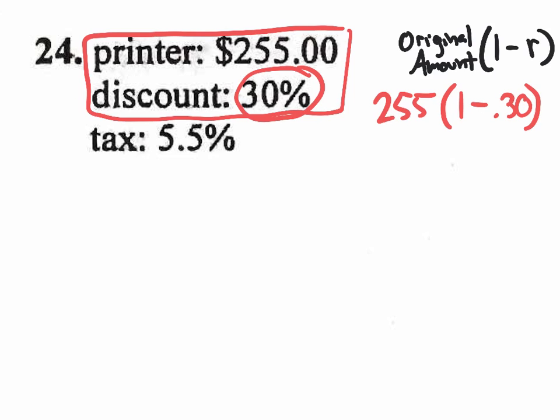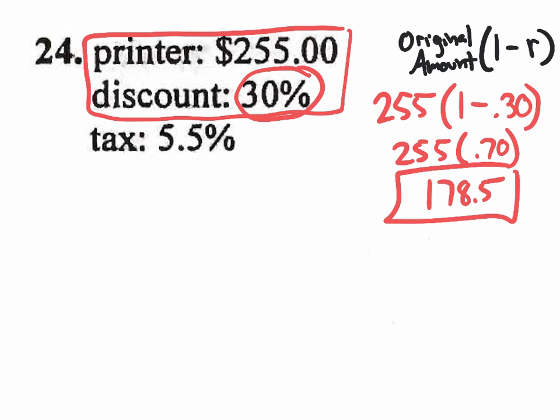If you wanted to, you could type this all in the calculator, or you could do one step in your head. 1 minus 0.30 is 0.70, right? $1, take away 30 cents is 70 cents. So on the calculator, 255 times 0.70, you get 178.5. Okay, so this is the new discounted price. This is a new price.